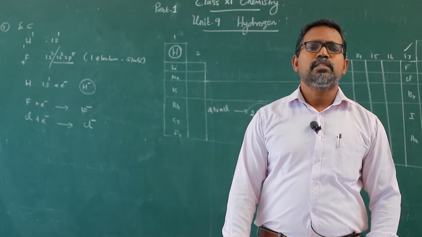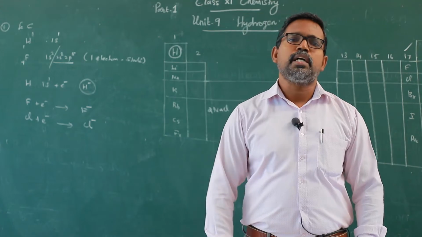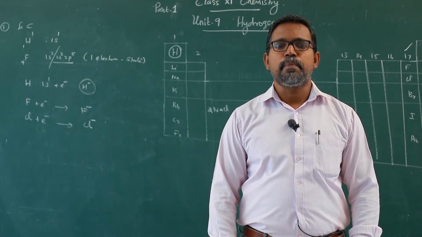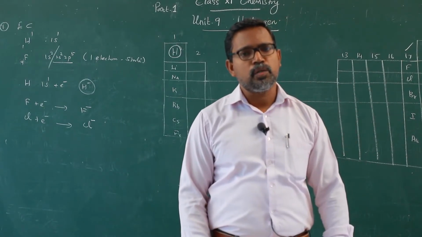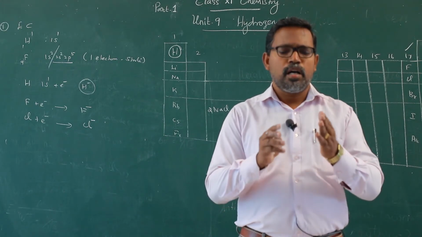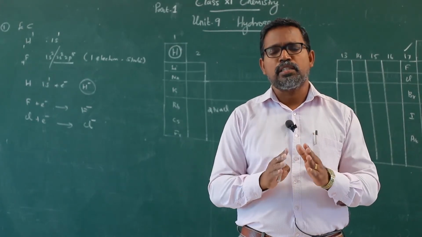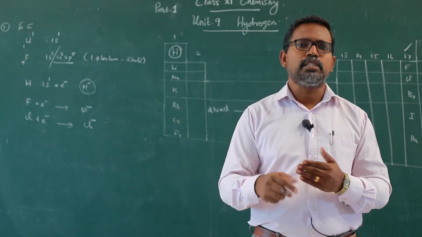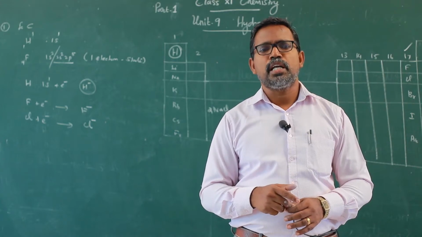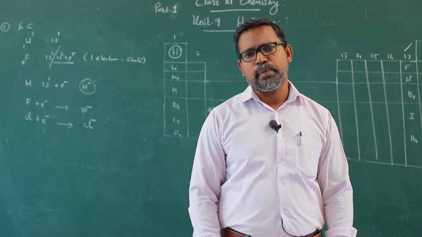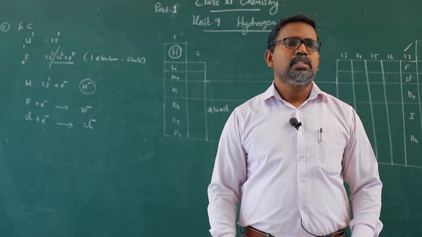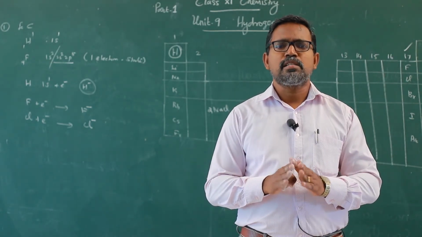Now, the occurrence of hydrogen. Hydrogen is the most abundant element present in the universe. More than 70% of the universe is hydrogen. Hydrogen is also present in the earth's crust in the form of water. Hydrogen combines with oxygen to give water, so one of the major components of water is hydrogen. In the atmospheric air, it is the third most abundant element present in the earth's atmosphere. So these are some of the occurrences of hydrogen.